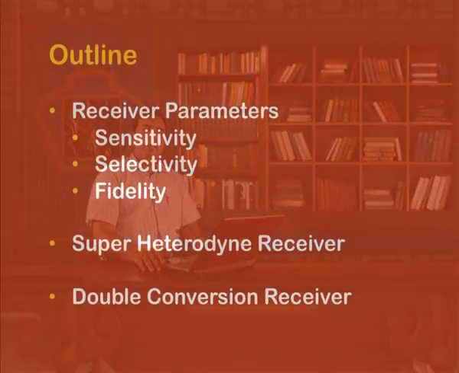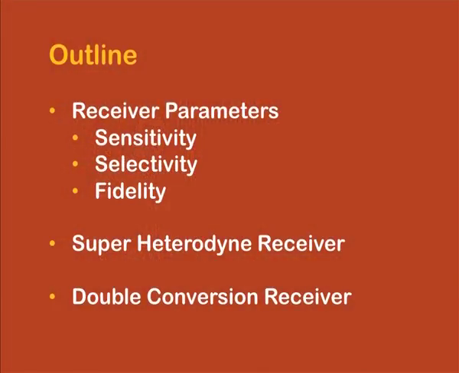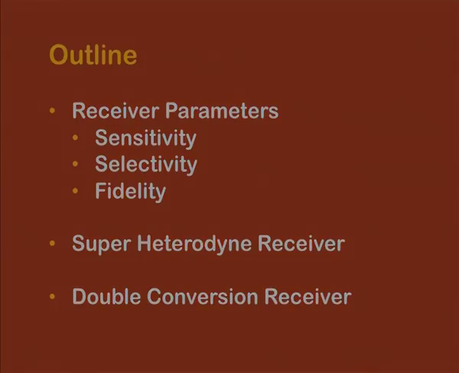Welcome to this part of the course. Today we are going to talk about radio receivers. In particular, we will talk about receiver parameters like sensitivity, selectivity, fidelity, and then we will talk about AM and FM receivers, basically focusing on super heterodyne receiver and double conversion receiver.